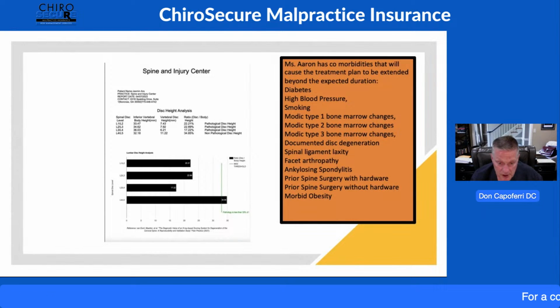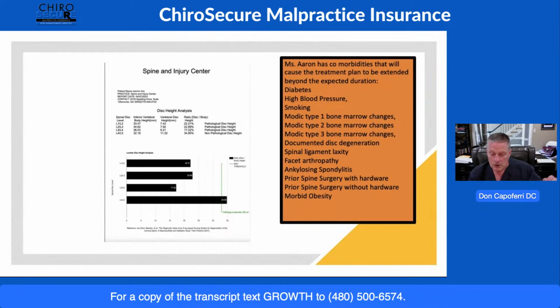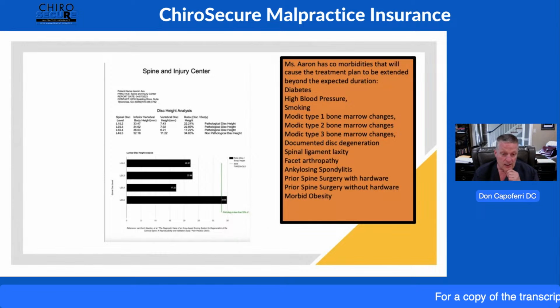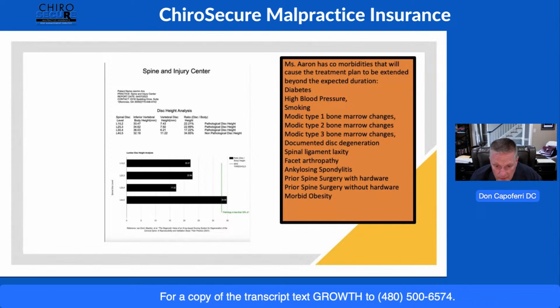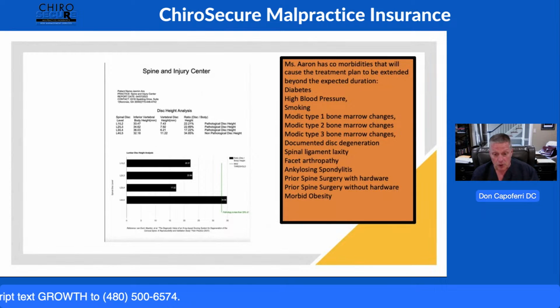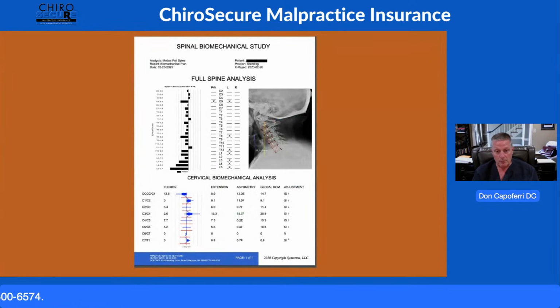High blood pressure is a comorbidity. Smoking, Modic bone marrow changes type 1, 2, and 3 all suffice to prolong a patient's expected recovery. Documented disc degeneration, and what you see just to the side of that is a disc height analysis report from Simverta. Facet arthropathy, ankylosing spondylitis, prior spine surgery with or without hardware, and morbid obesity.